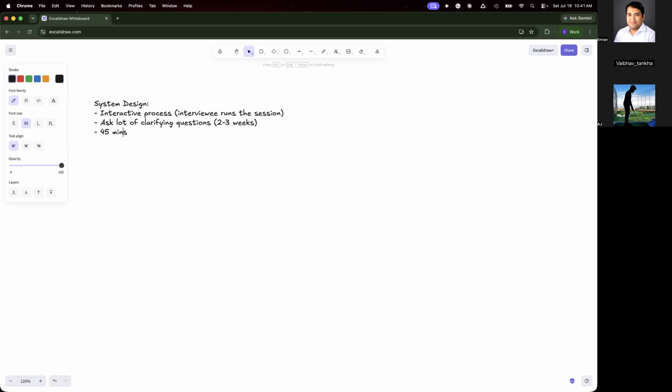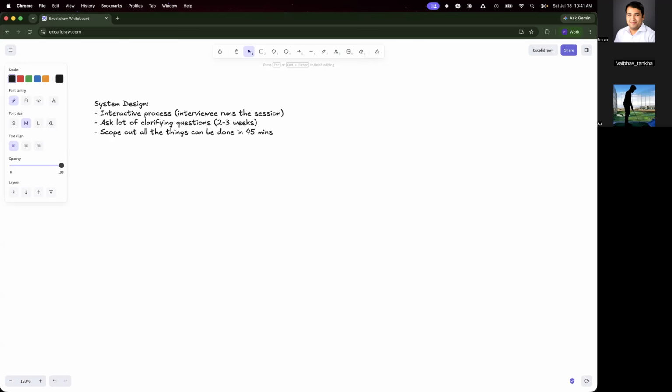Any idea? By taking a simple case out of it, like a simple scenario, simplified to a very bare minimum. Simplifying it, right? So basically, I would say scope out all the things that can be done in 45 minutes.